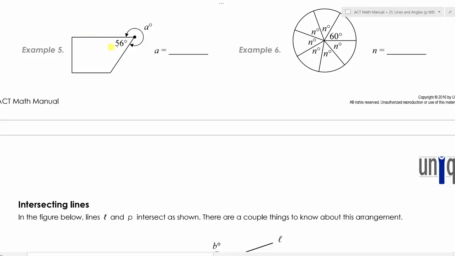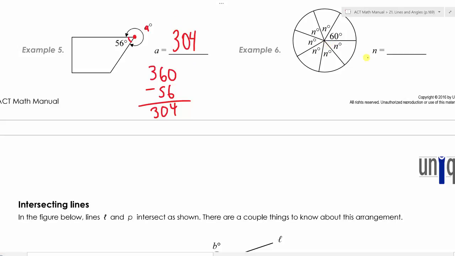So in example 5, remember that this 56 and this angle out here, A, have to add up to 360 degrees because they wrap around this point. So we would simply do 360 minus the 56, and we would get 304. And we could do that in the calculator if we needed to.